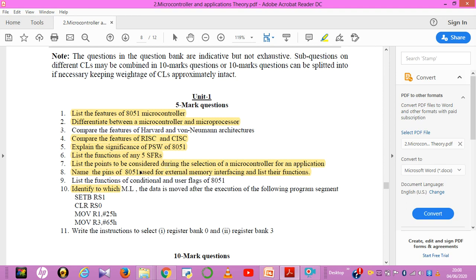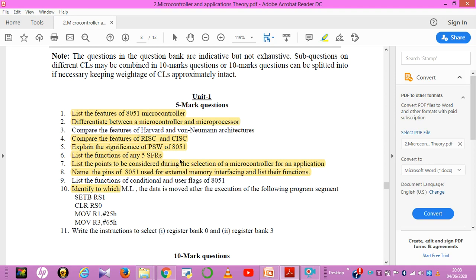Next one, name the pins of 8051 used for external memory interfacing and list their functions. There are total 3 pins used, okay, for interfacing mainly, and the remaining pins are related to the port pins, and you have to explain the ALE and latch. You have to explain all those pins which are used for interfacing. Okay, already I told those pins in detail with the diagrams. Here it is not necessary to draw the diagrams, just write the pin names and functions.